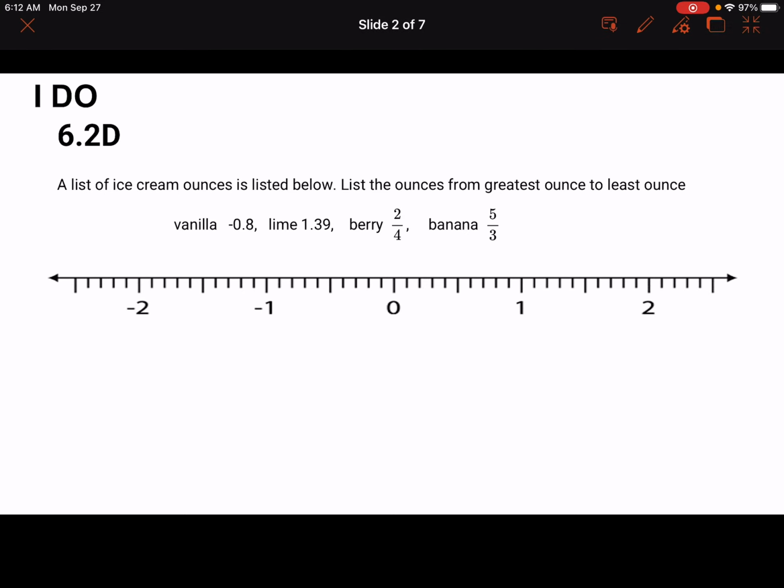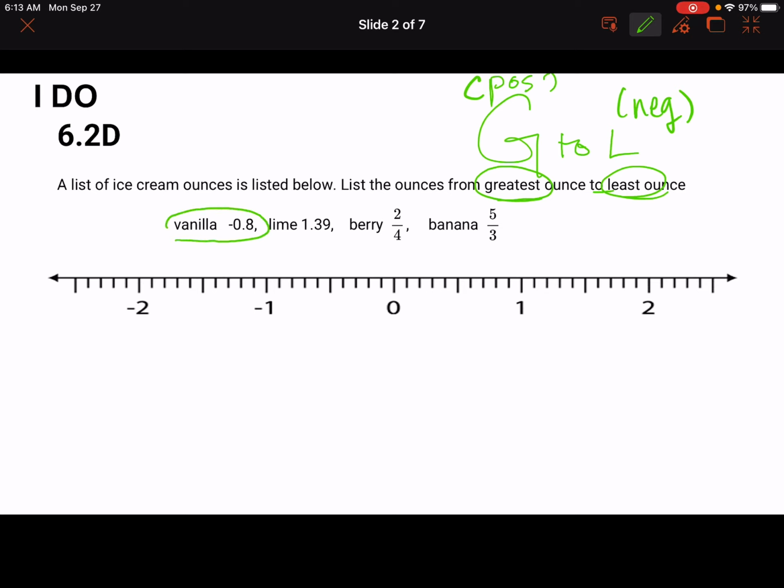So for this first example, we have a list of ice cream ounces listed below, and we need to list these ounces from greatest to least. So I always start with annotating, right? So we've got here greatest to least. The greatest values are going to be your positive rational numbers, and the least will be your negative. So I always circle my negative numbers, and here I've got only 1. We've got negative 0 and 8/10.